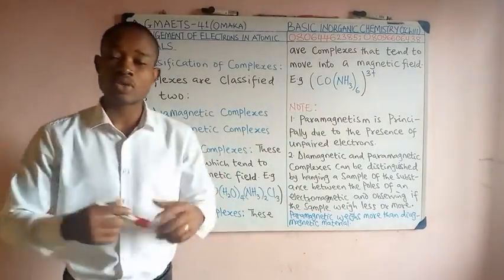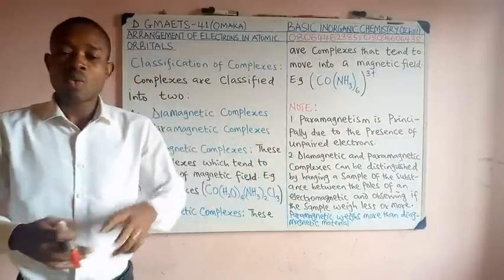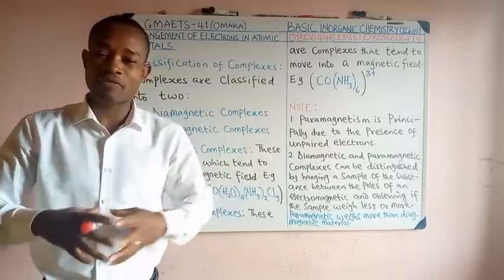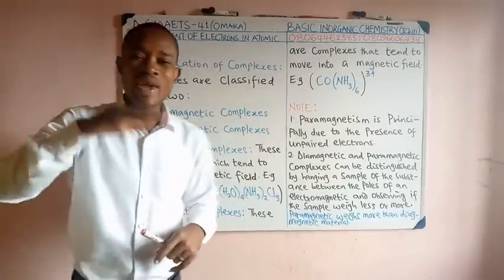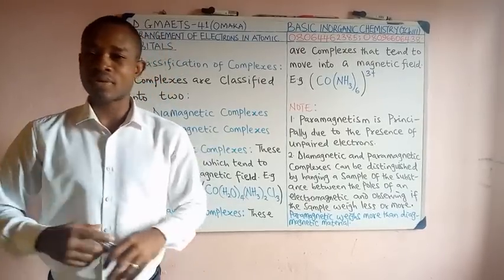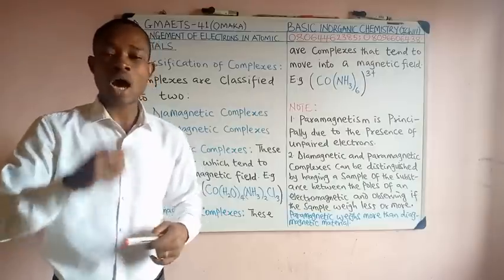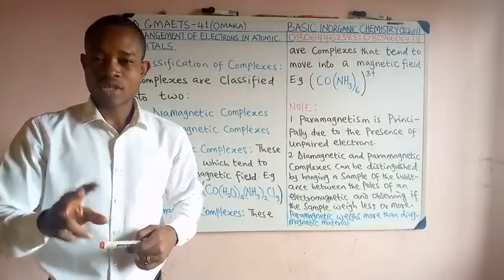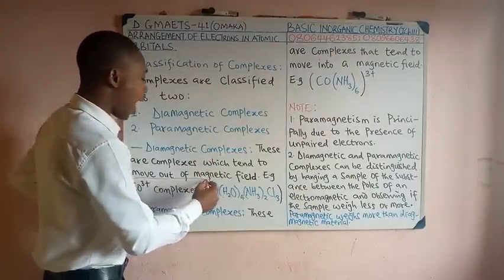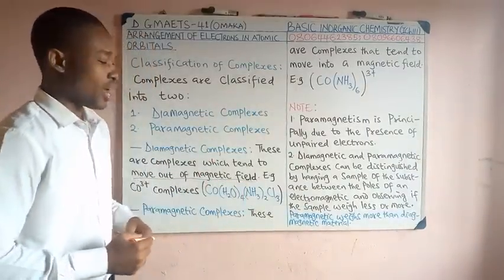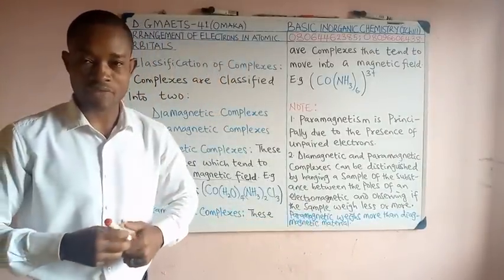For diamagnetic complexes, they tend to move away, to move out of a magnetic field. When they are placed between the poles of an electromagnet, something happens to their weight. For diamagnetic complexes, they weigh less. Their weight reduces. Is that okay? When placed between the poles of an electromagnet and the electromagnetic field is put on, their weight will reduce. So you want to take note of these 2 points. One is that diamagnetic complexes move out of the magnetic field. And of course, their weight reduces when they're found between the poles of an electromagnet.